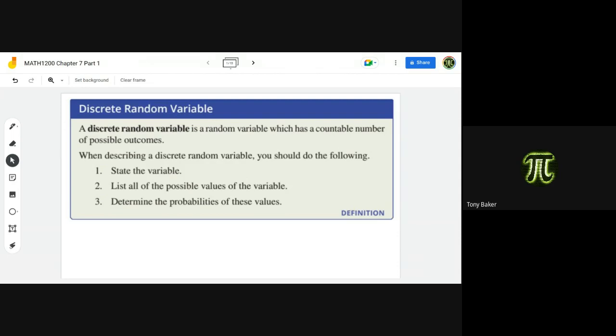Okay, chapter 7. Fun. So 7.1 is literally looking at two different things and determining which one they are, because the rest of chapter 7 only deals with discrete random variables.